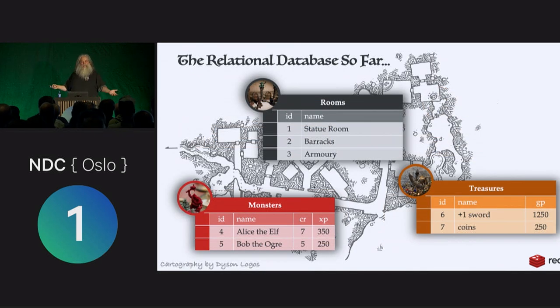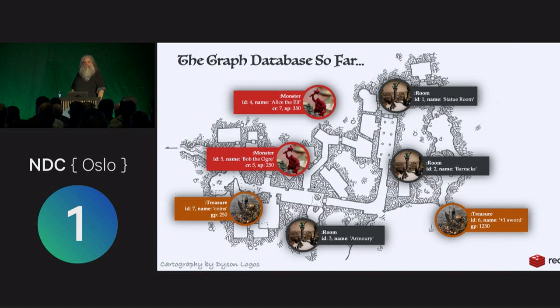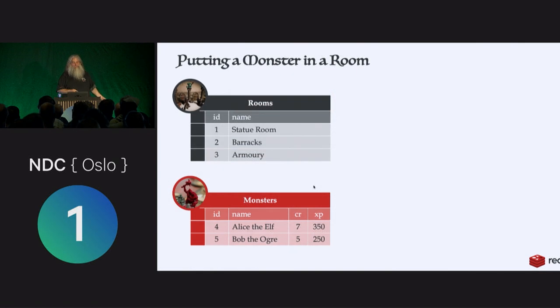So far, in our relational database, we've got three tables. They've got some properties. They've got some rows in them. We've got three rooms in our graph, or in our dungeon. We've got two treasures, two monsters. Our graph is just a bunch of nodes floating out there in space. They're not related to each other at all, other than by the fact that they have a label of room or a label of monster or a label of treasure. So the next interesting thing that we need to do is put a monster in a room.